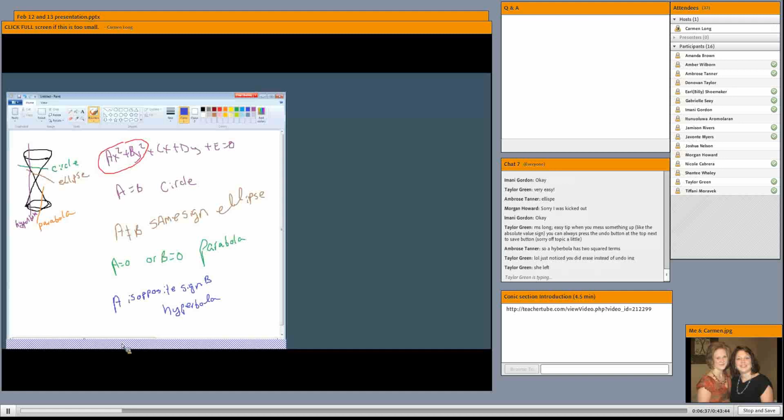So, for instance, 25x squared plus 16y squared, but it's supposed to be an x. It's because my handwriting is so bad and my mouse pen's not cooperating today. So what we're looking at is the x squared coefficient and the y squared coefficient.